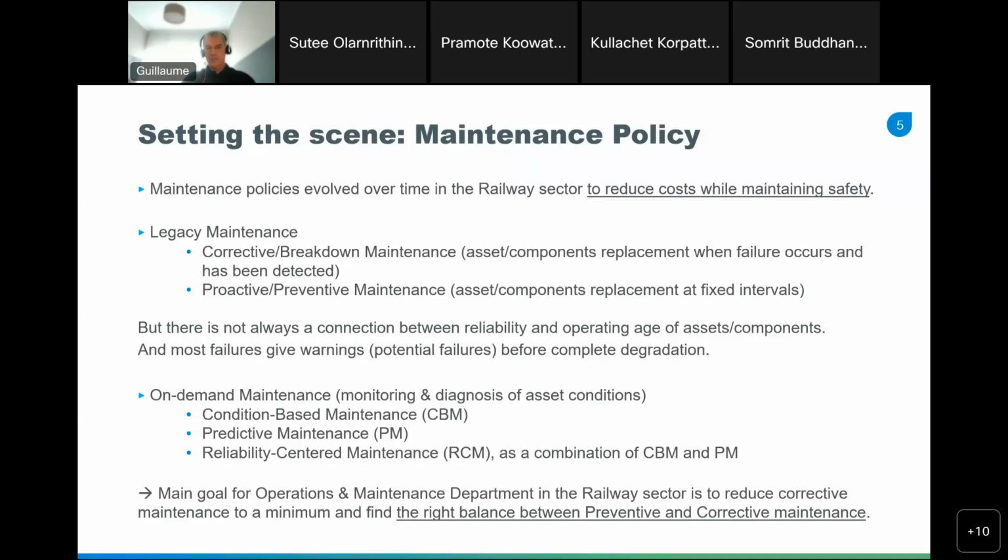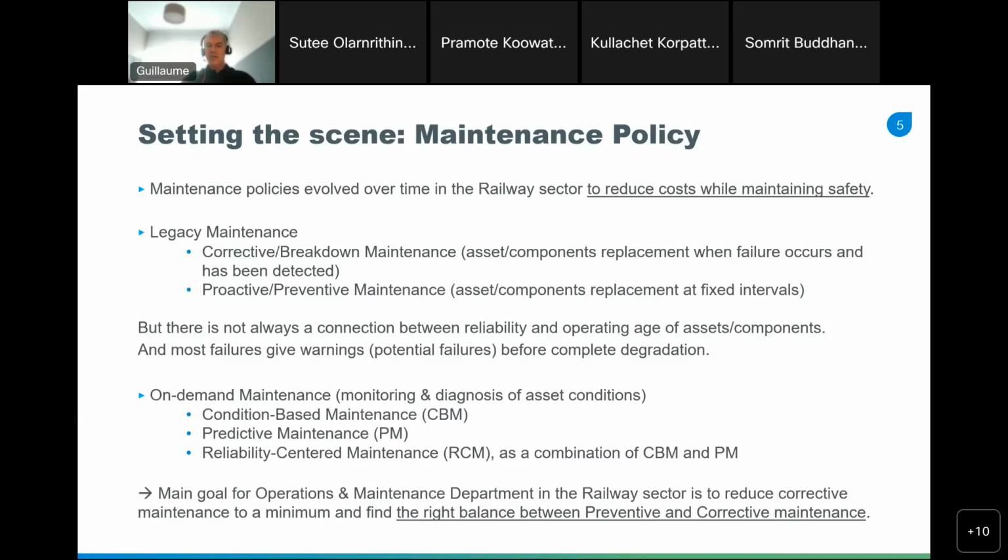maintenance policies are mostly what is shown here as the first one, corrective maintenance, also known as breakdown maintenance. This means that the assets or components of the assets are replaced when a failure occurs and has been detected. So it's after the failure has occurred. So it's really non-optimized maintenance.